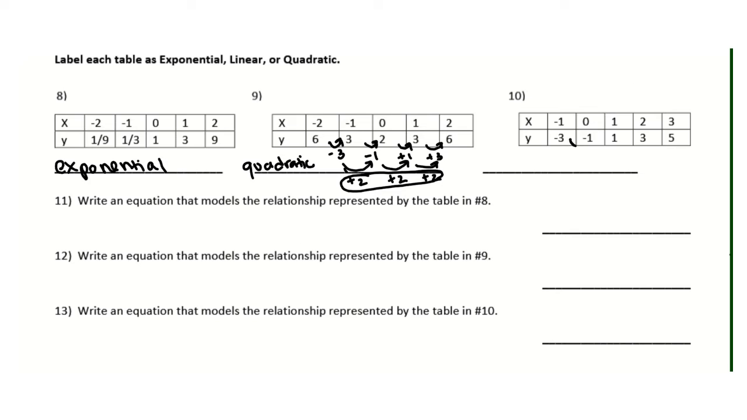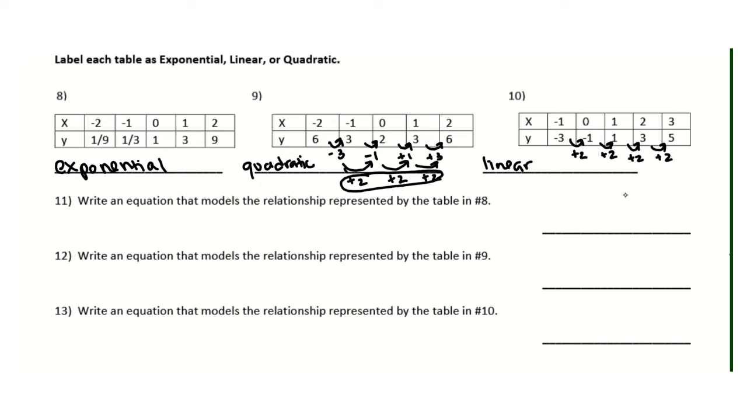Example 10, to go from -3 to -1, I add 2. -1 to 1, I add 2. From 1 to 3, I add 2. And from 3 to 5, I add 2. Here I have a common difference. My constant rate of slope is the same. So here this is linear. And again, there's a whole video going over all of these rules in your Unit 5 folder.